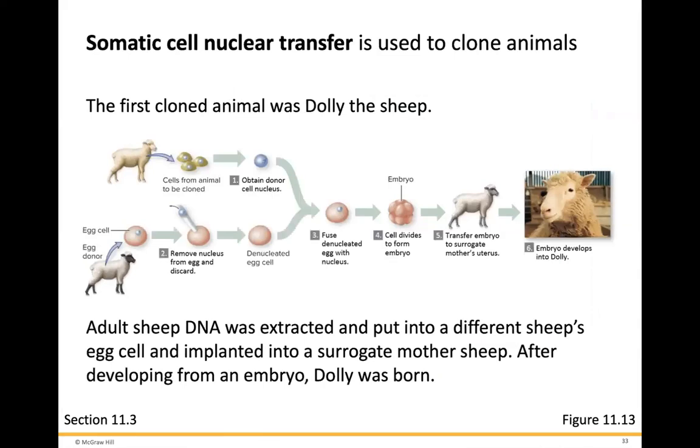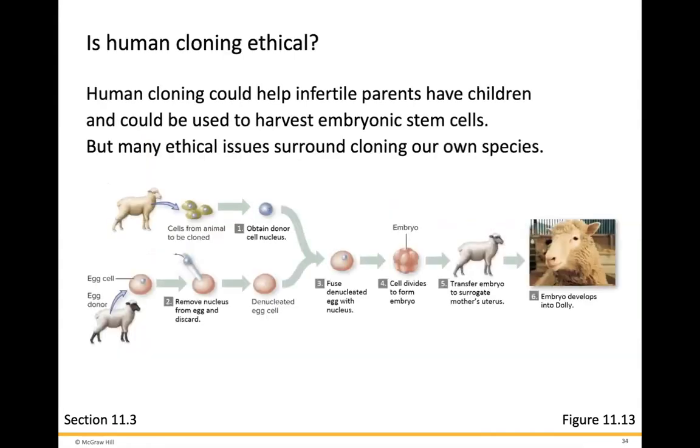Somatic cell nuclear transfer is used to clone animals. The first cloned animal was Dolly the sheep, who died a couple of years ago. An adult sheep's DNA was extracted and put into a different sheep's egg cell, then implanted into a surrogate mother sheep. After developing from an embryo, Dolly was born.